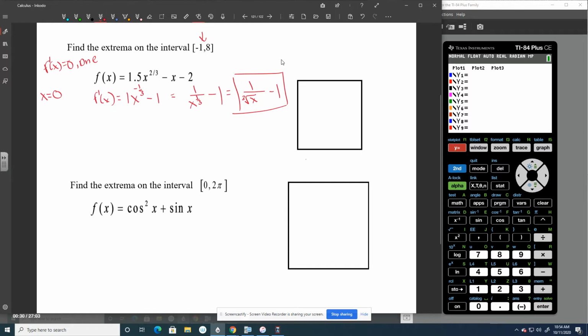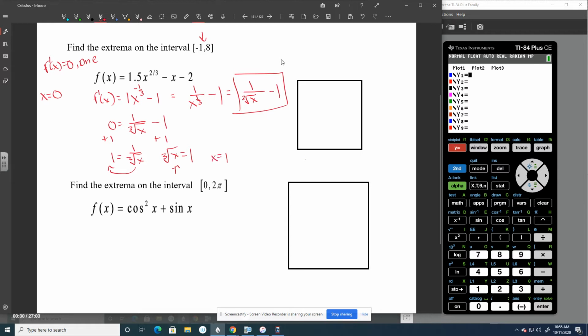Now I also need to check where this derivative is equal to 0. So if 0 equals 1 over the cube root of x minus 1, I'm going to add 1 to both sides. So 1 equals 1 over the cube root of x. So now I've got to multiply the cube root of x to both sides. So I just get cube root of x equals 1. So what would I plug into x to get the cube root of 1? And that's just going to be 1, right? X is going to equal 1.